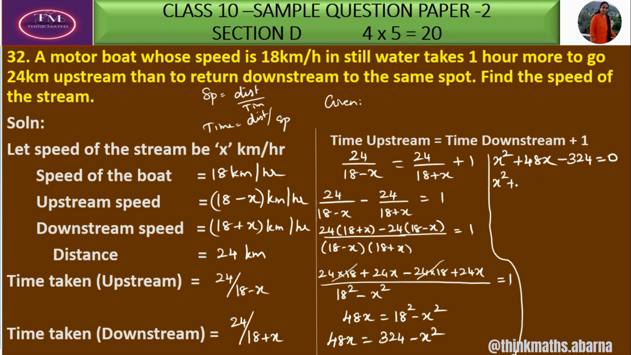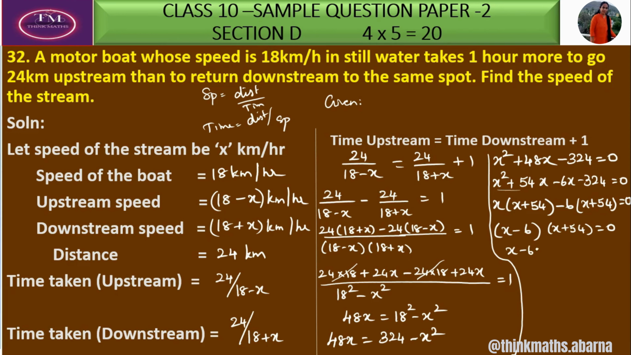Which factors match? It is nothing but 54 and minus 6. So x square plus 54x minus 6x minus 324. Here the work is to factorize this equation. If you find the factors quickly, it is easy to solve. Now we take x common outside, so it will be x plus 54. Here we can take minus 6 outside, and the remaining will be x plus 54 equal to 0. So clubbing this, x minus 6 into x plus 54 equal to 0.